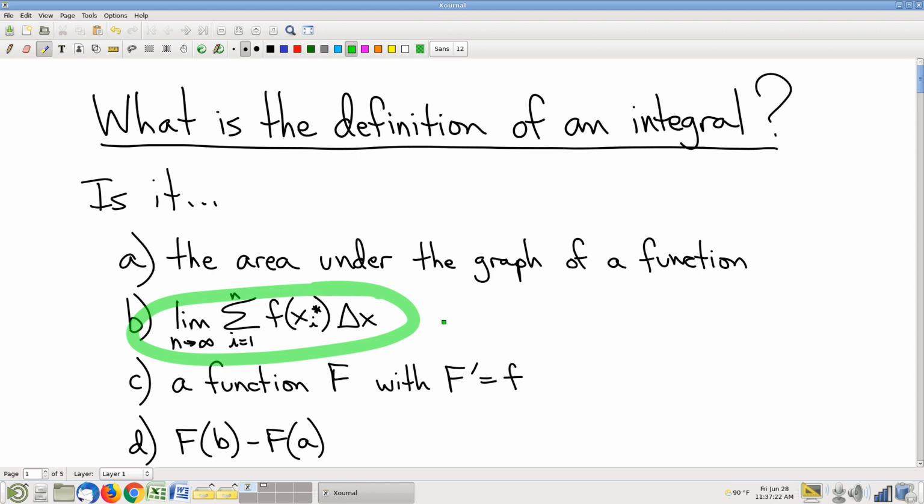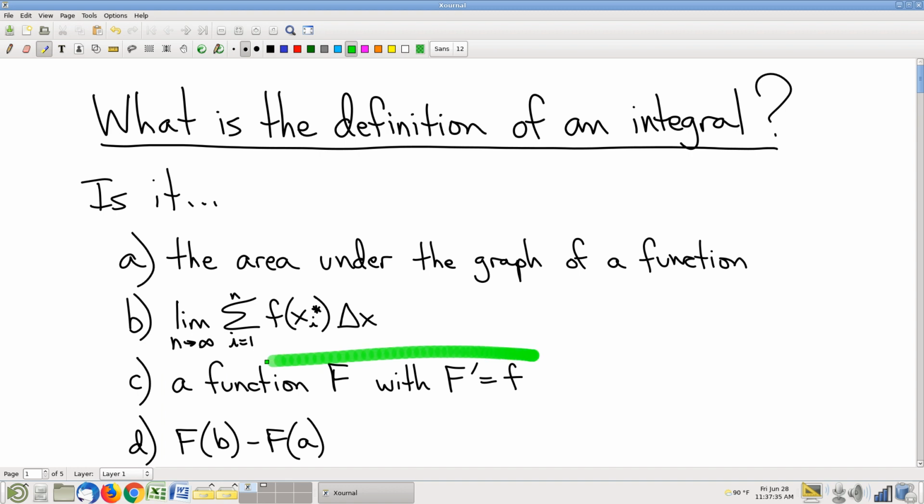And this is clunky and hard to work with, and then a connection is soon made that there's a different way to compute these areas, and that this can be done with certain functions that have this property, that the derivative is the original function. And the connection is that area can be computed with this simple formula. Okay, so that conversation happens, and so now let's return to our question of these four options.